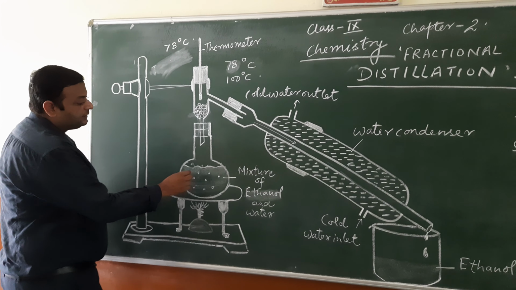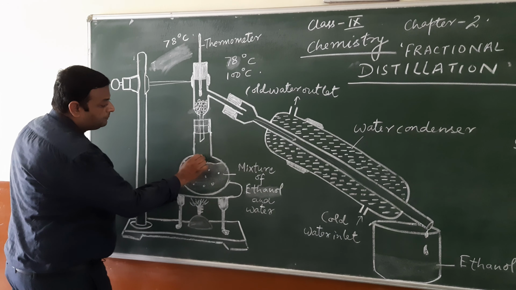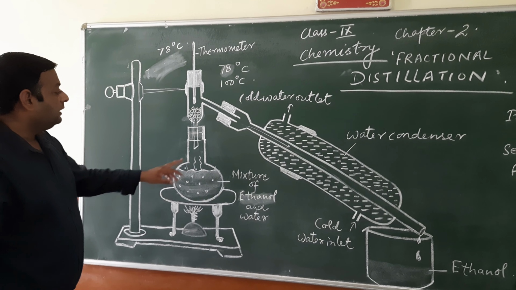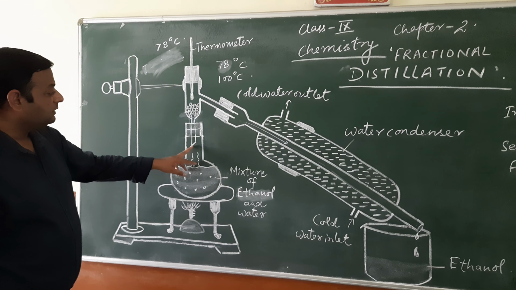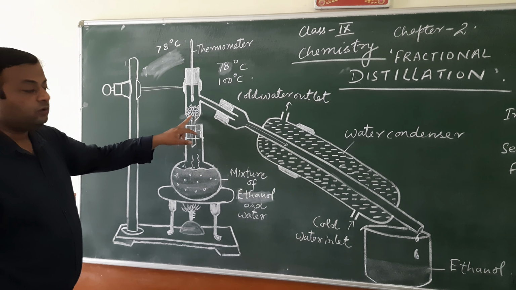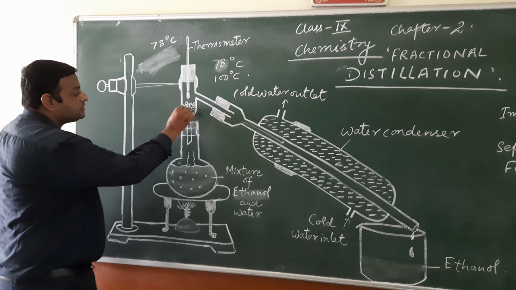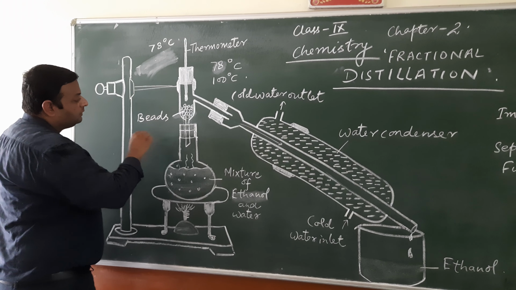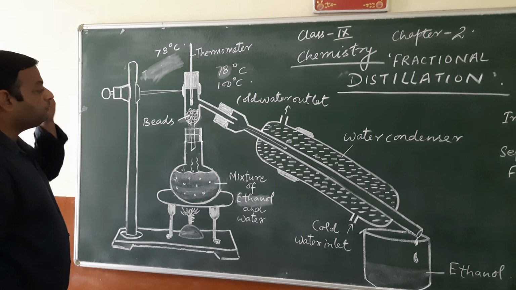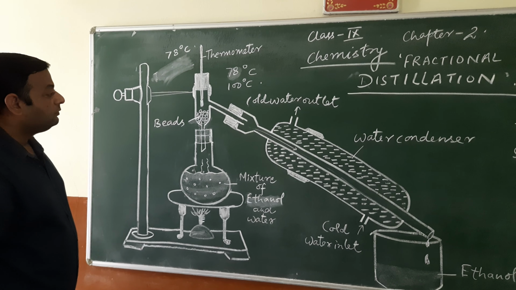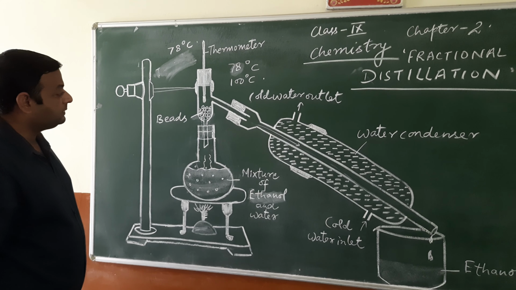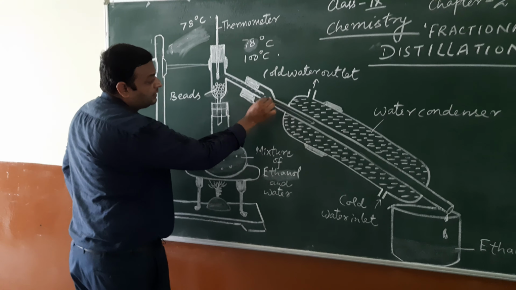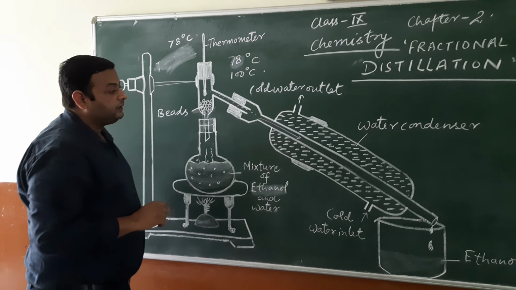Now at 78 degrees Celsius, we observe that the vapors of the ethanol start coming out of the round bottom flask, and when these vapors enter the fractionating column, there are small circular beads present, and these beads help to increase the surface area for the condensation of the hot vapors. Now the hot vapors of ethanol will pass into the water condenser.